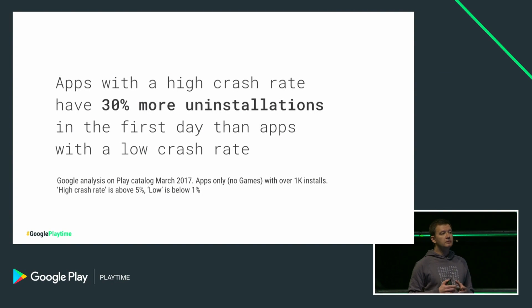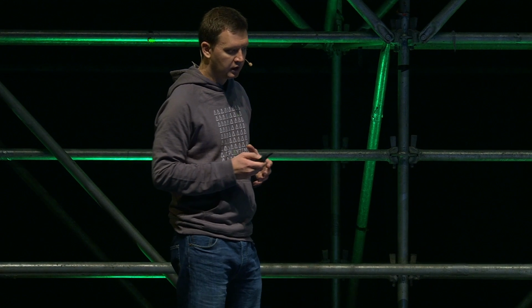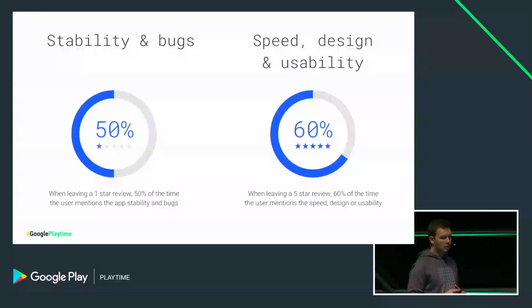How much does stability matter? The answer is it matters a lot. Again, our findings show that if the application crashes a lot, and a lot means more than 5% crashes, they have 30% more uninstallations in the first day than more stable apps.